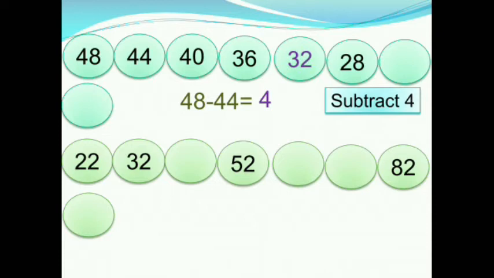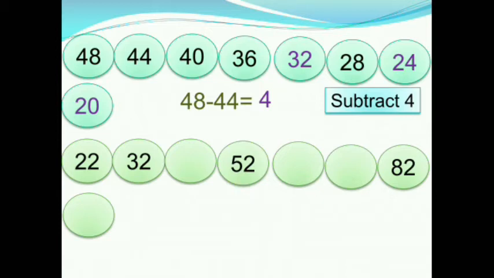32 minus 4? 28. They have already given 28. So we should find out the next number. To find out the next number, we should subtract 4 from 28. What is 28 minus 4? Yes, 24. Next we should subtract 4 from 24. 24 minus 4? 20. See the next question. 22, 32, dash, 52, dash, dash, 82, dash.